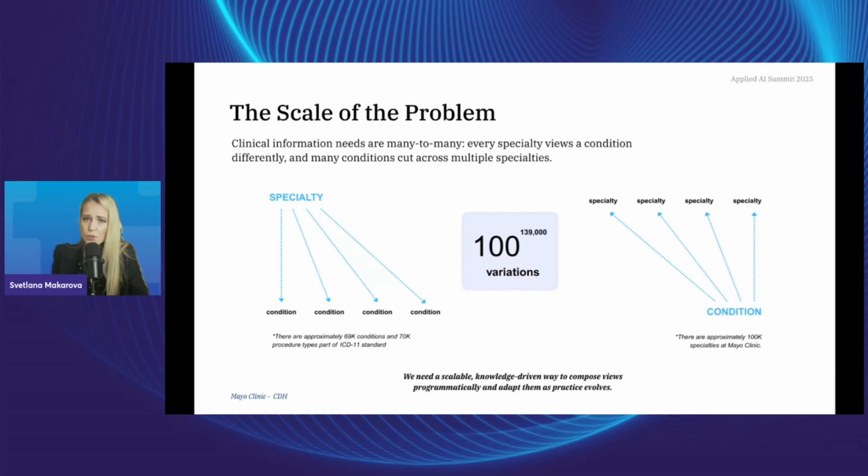And to take this further, a plastic surgery specialist, which is hopefully intuitive, sees different types of patients within their practice. And when we did a quick back-of-the-envelope calculation, you see here approximately 100 specialties at Mayo raised to 139,000, which is the number of conditions and procedures in ICD-11. Hard coding every permutation is unscalable. So we need a shared knowledge that can be assembled into a specialty-aware view programmatically.